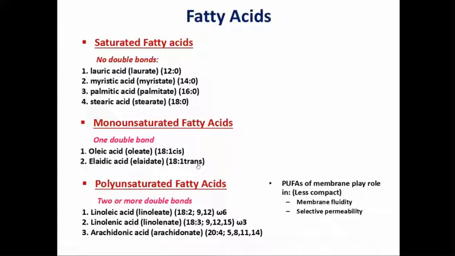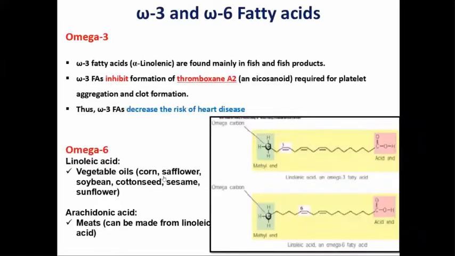And polyunsaturated fatty acids, as I mentioned earlier, the presence of the double bond bends the fatty acid by 30 degrees. That reduces compactness. And as you know, the plasma membrane is a fluid mosaic in nature. Therefore, in order to maintain the fluidity of the plasma membrane, unsaturated fatty acids are common. And omega-3, omega-6 fatty acids. Omega-3 fatty acids are crucial for our health and can be useful for the synthesis of thromboxane.